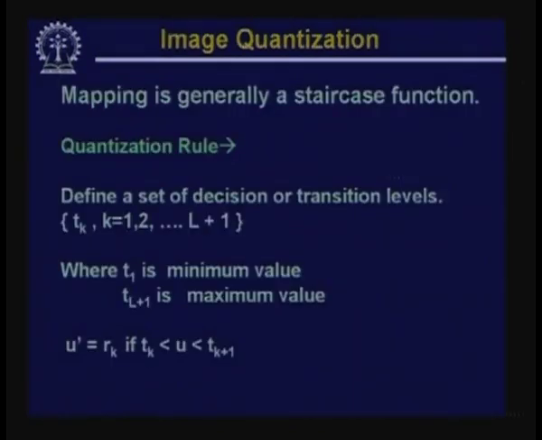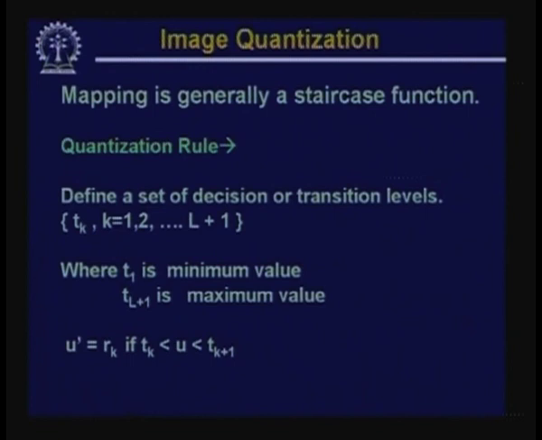Now, this quantization is a mapping which is generally a staircase function. So, for quantization what is done is, you define a set of decision or transition levels, which in this case has been shown as transition level T k, where k varies from 1 to L plus 1. So, we have defined a number of transition levels or decision levels, which are given as T 1, T 2, T 3, T 4 up to T L plus 1. And here T 1 is the minimum value and T L plus 1 is the maximum value.